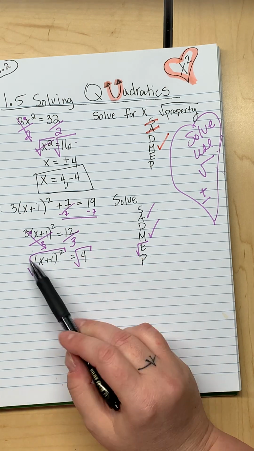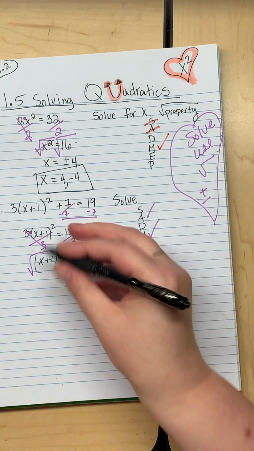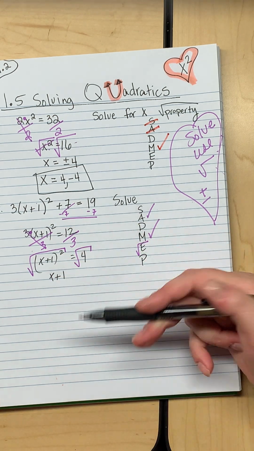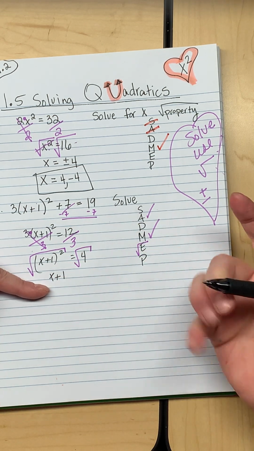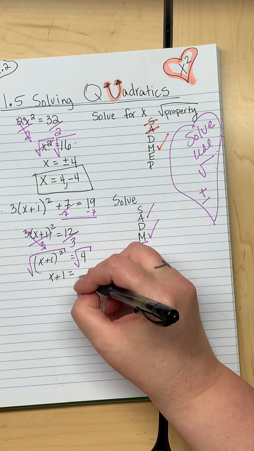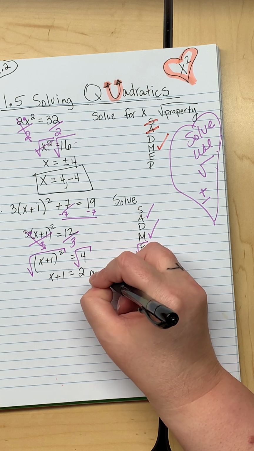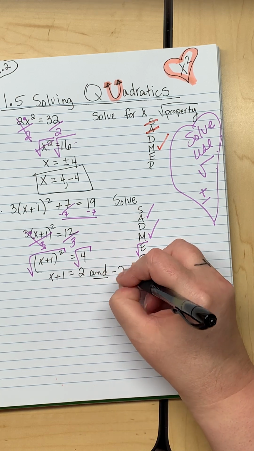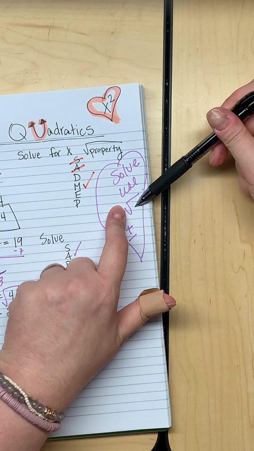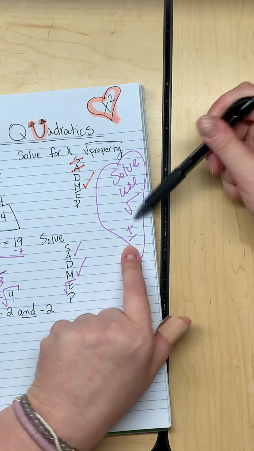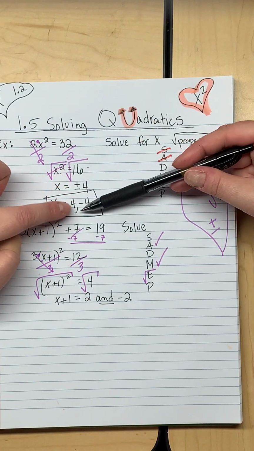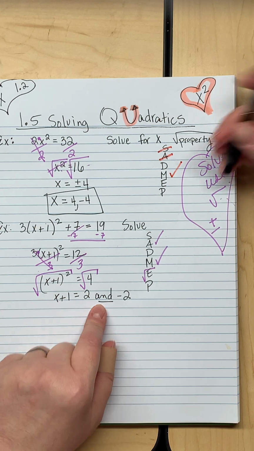Okay, and the square and the tiny 2 cancel, and you just get x plus 1. And the parentheses go away, or you could go ahead and write them down again. It doesn't really matter. Equals the square root of 4, which is 2 and negative 2. Because remember, anytime we solve and we're using a square root, it pops out a plus minus. And you can either put it as plus minus, you could put it with a comma in between, or you could even write the word and.